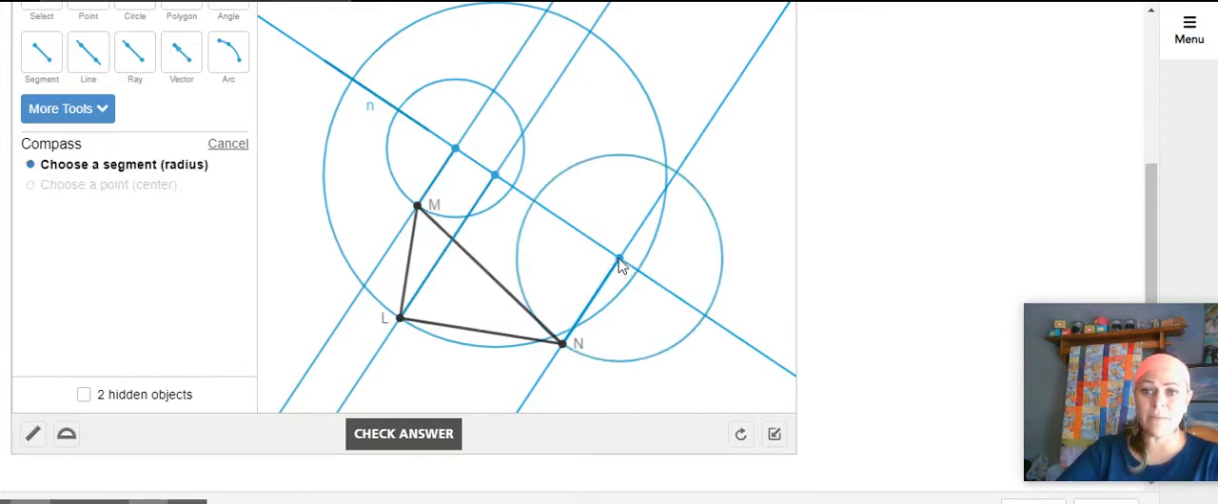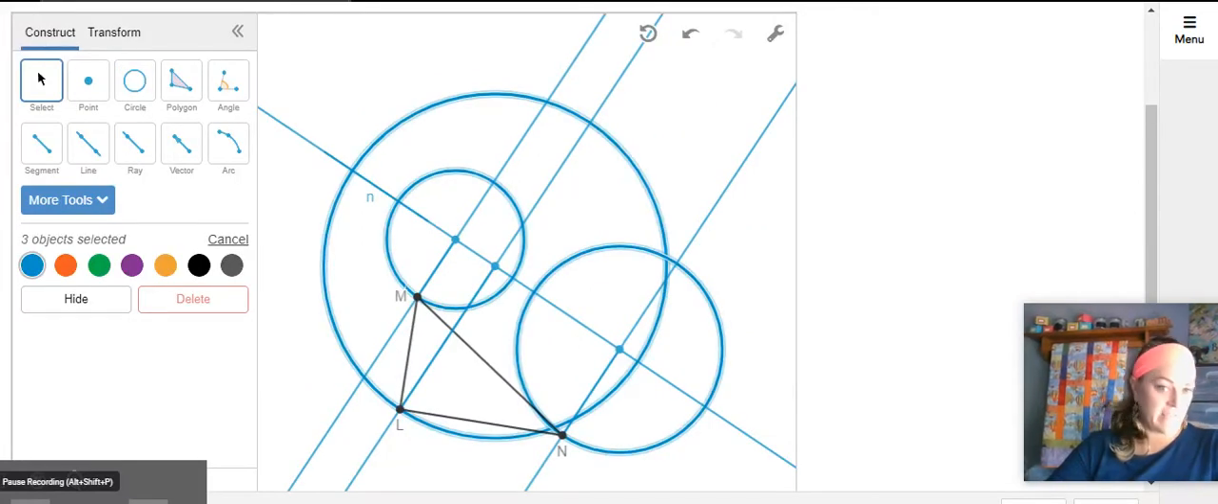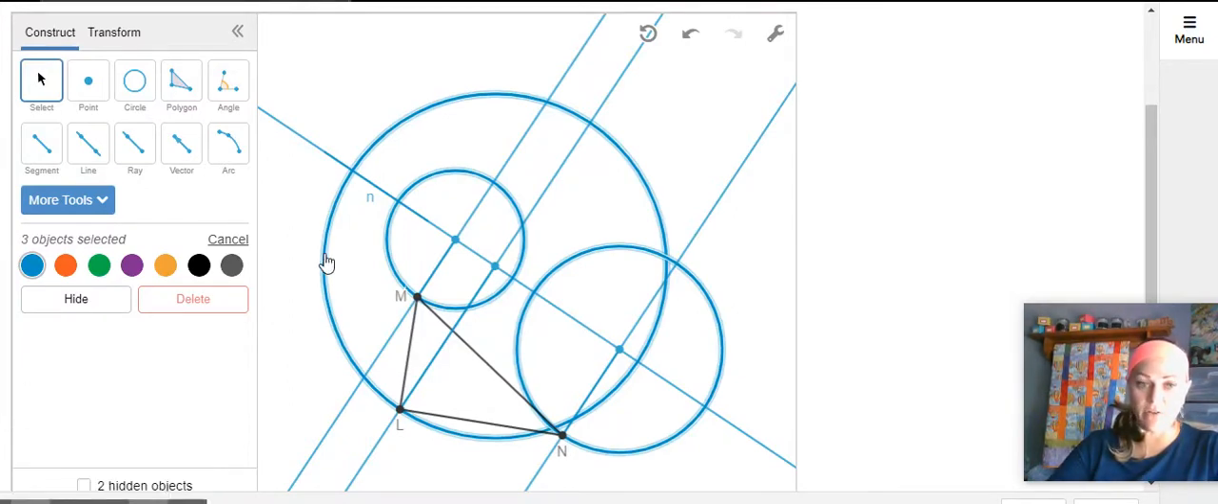Now this is really messy. If we were doing this in person and you were actually using a compass, it is this messy. To make it a little bit easier, you can color code these. For color coding, you click on what you want, and if you hold the shift key down, then you can highlight multiple things at the same time.